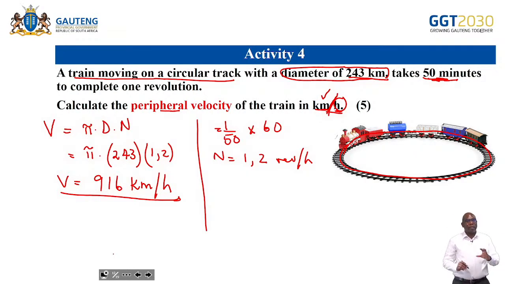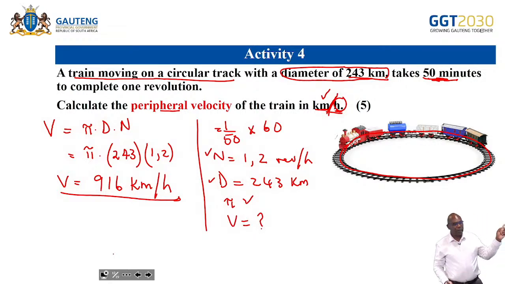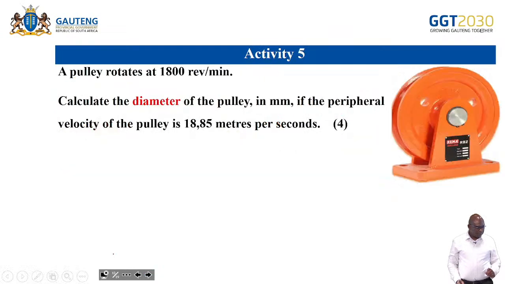Okay, so these are, as I say, applications to the work that we are doing on circles, angles, and angular movement. So when you're dealing with this type of question, you must read the question, understand the question, and the best thing to do is to write down what is given. This is 243 kilometers. So the N and the pi we know. The V is the one that we do not know, and then we calculate the value of V, which is good.